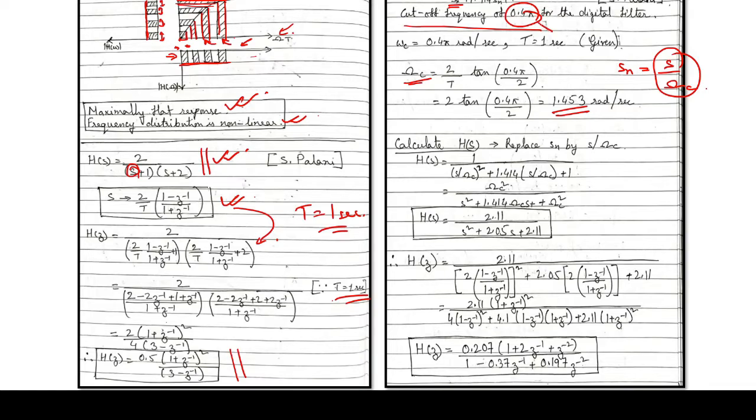Over here we are given the digital frequency 0.4 pi. That's why we had to convert this digital frequency into omega c to get the analog frequency, and after we have got this, we have to replace Sn with S by omega c. If you see over here, we have replaced Sn with S by omega c, and after doing this, the rest of the method remains the same.